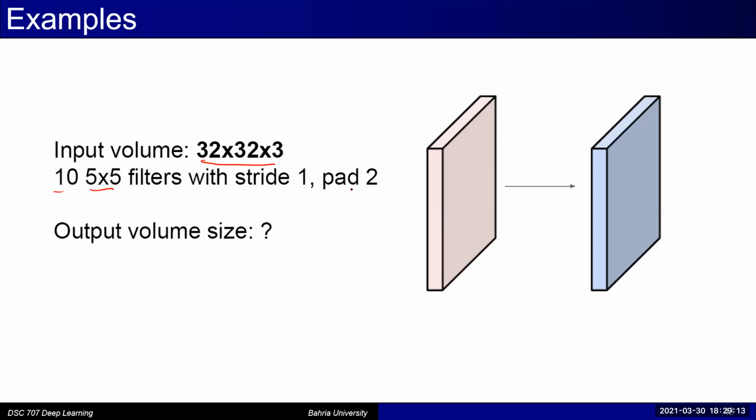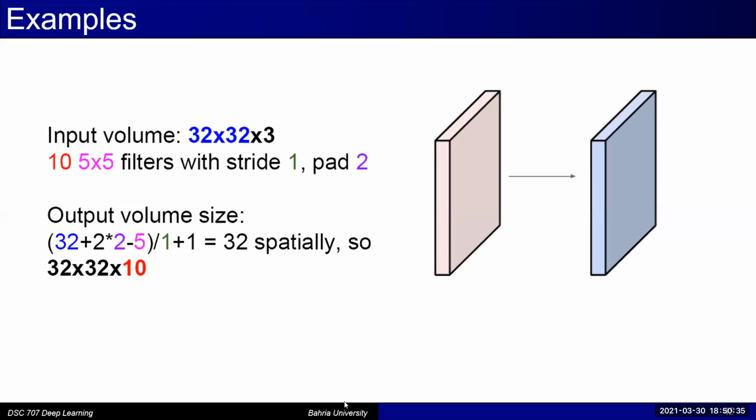Okay, so since we are doing padding, you can guess the spatial dimensions are preserved. So the output is 32 cross 32 and the depth would be the same as the number of filters, right? So this should be your output volume. If you cannot compute it directly, you can plug in values in the formula and compute it through the formula as well.